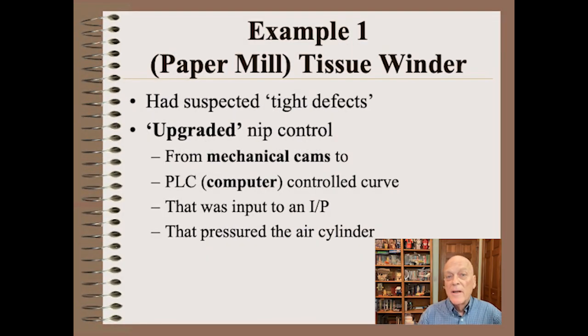Our first story is for a tissue winder that had suspected tight roll defects. Their response was to upgrade the nip control curve from an old-fashioned mechanical cam to a PLC-controlled curve. The output from the PLC was then sent to an I2P transmitter that pressurized the existing air cylinders.